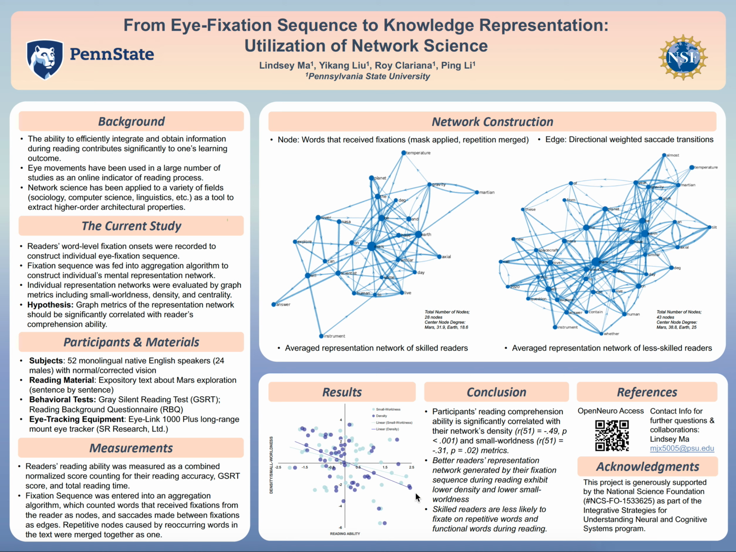And as we can see, there is a significant negative correlation between both of these network metrics and people's reading ability. So we concluded that participants' reading comprehension ability is significantly correlated with their network density and their network small worldness metrics. Our interpretation was that better readers' representation networks generated by their fixation sequence during reading exhibited lower density and lower small worldness, and skilled readers are therefore less likely to fixate on repetitive words as well as functional words during reading.